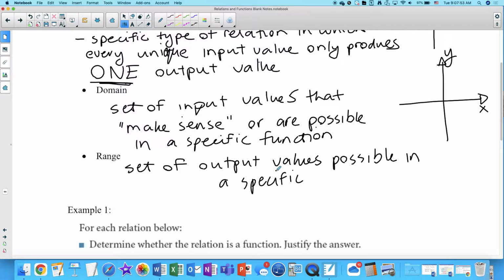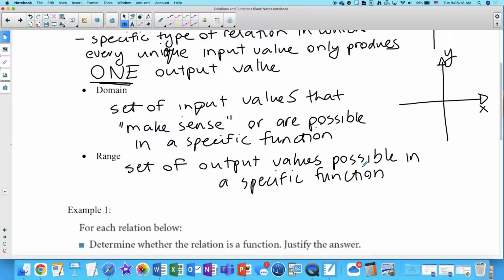Okay, so I'm going to give you a really simple example. Hopefully it's simple. Let's say the input values are school days in September. Those would be the input values that are possible: all of the school days in September. Those would be specific dates, besides weekends and PD days. Those are the input values.